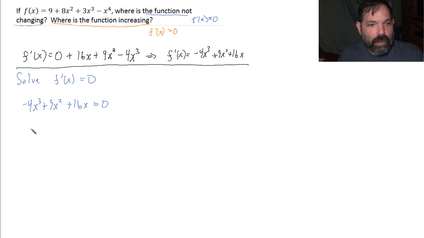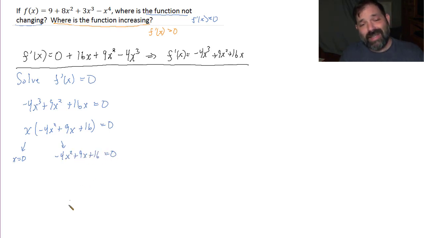Well, I can factor out the x. I've got x times negative 4x squared plus 9x plus 16 is 0. So that tells me that x is 0. That's one place. And it also tells me that negative 4x squared plus 9x plus 16 is 0. Now this might factor, but I'm not sure. If I'm not good at factoring, quadratic formula. It's a quadratic equation, so I'll use the quadratic formula.